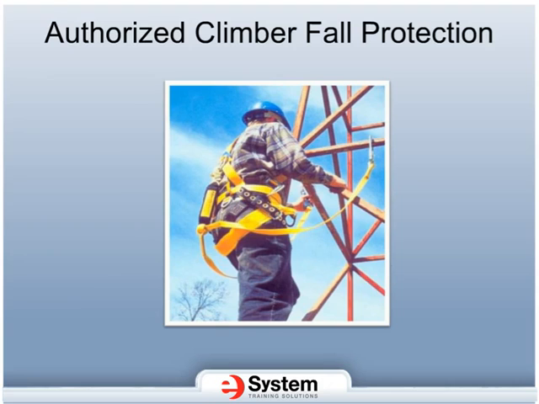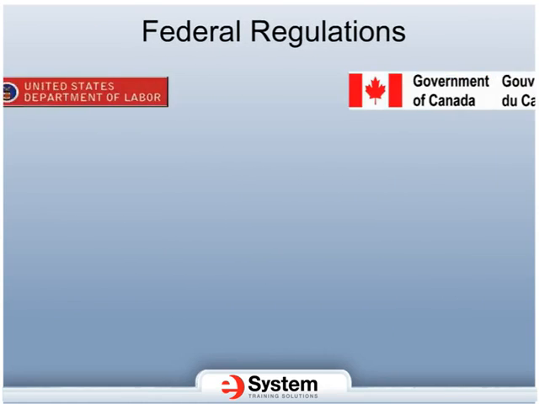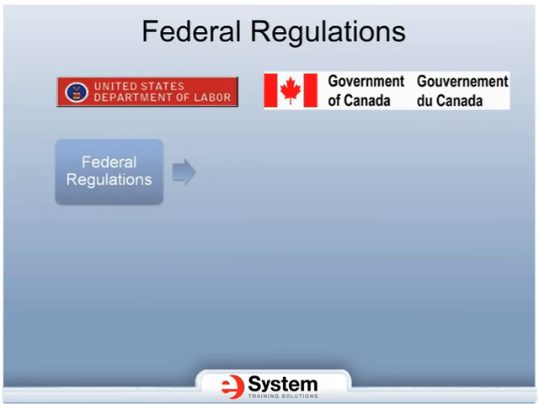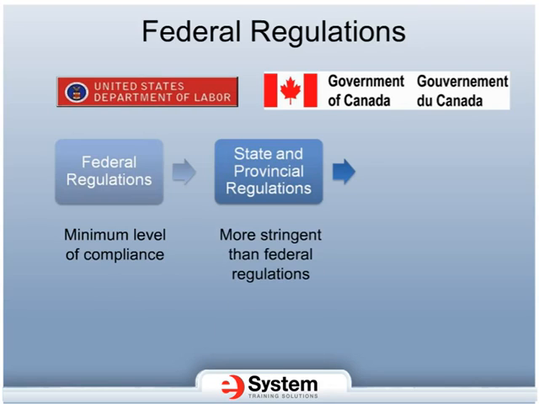This course will cover the regulations and standards that govern anchorages, components and their use, recognizing and responding to hazards, equipment used and the standards that govern, and inspection of equipment. In both Canada and the United States, the federal regulations represent the minimum level of safety compliance. State and provincial regulations must exceed the federal regulations. Therefore, state and provincial standards are more stringent than the national standards.